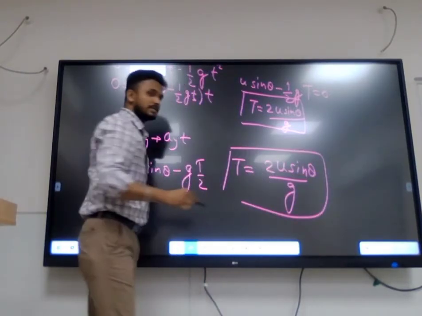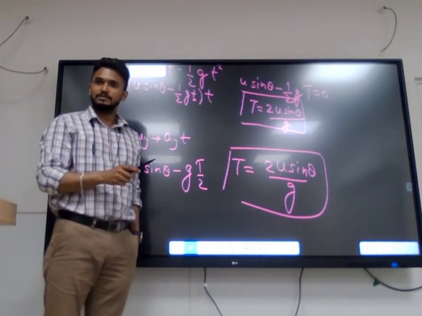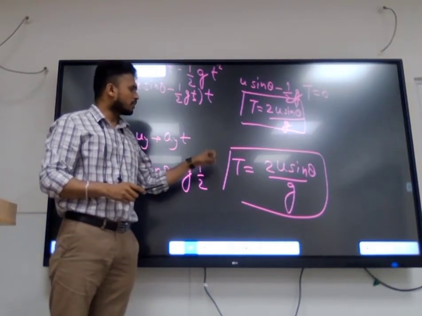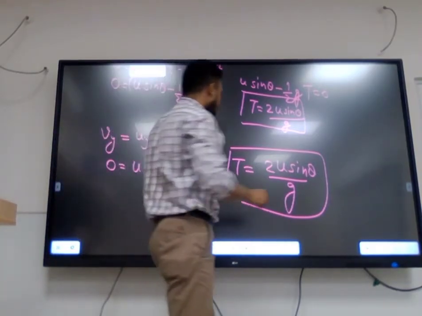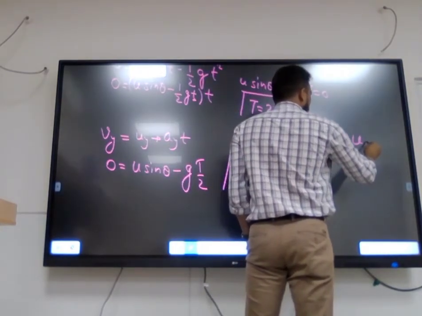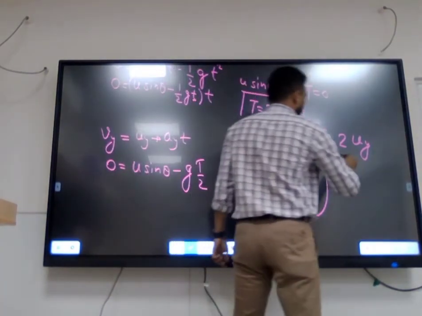Same. So we have got the value of time of flight with two different concepts, and somehow we reach the same value. In short, you can remember it like this: time of flight equals 2 into the velocity along the y component, that is u sin theta, divided by g.